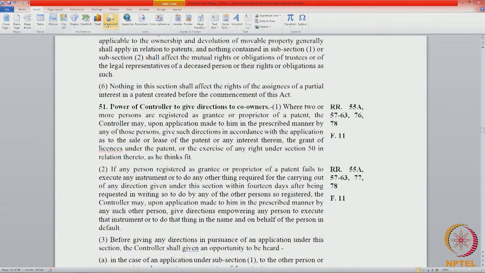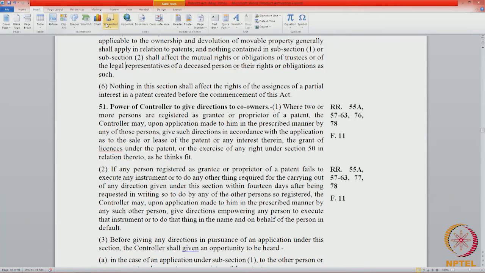But it is different when it pertains to a license. If you need to get a license or a share in a patent, then you need to get the consent of the co-owners. And we also saw that the laws applicable to deciding the rights of co-owners in a patent will be the same as the laws pertaining to movable property in India.